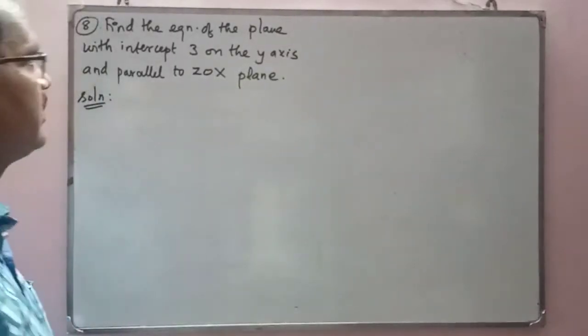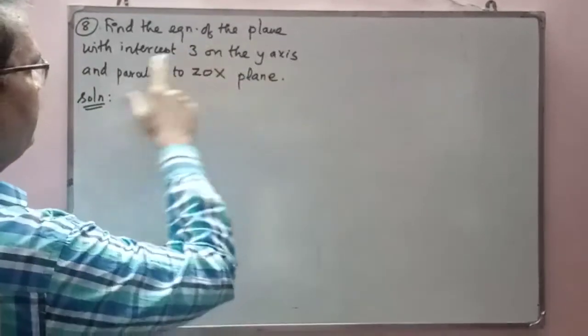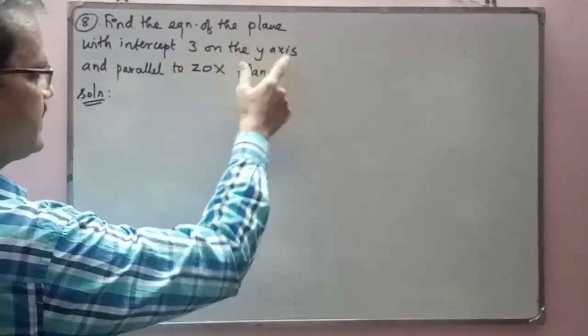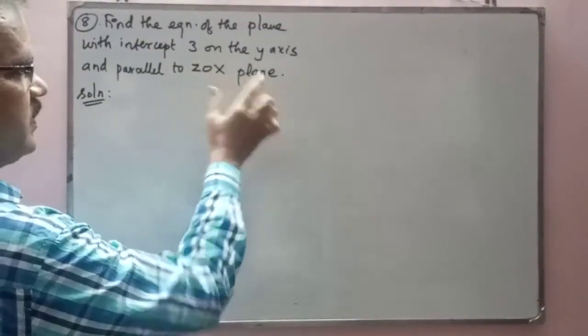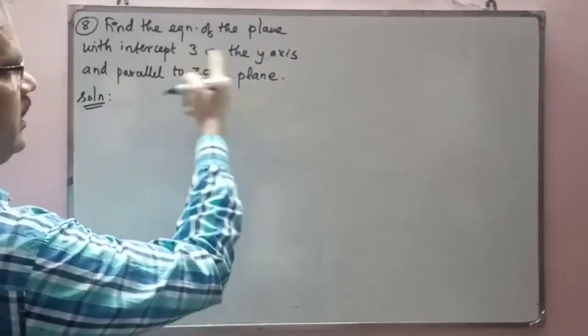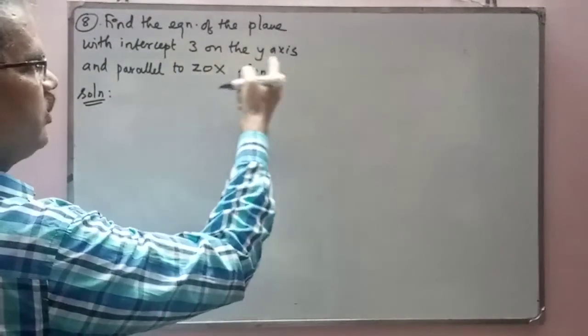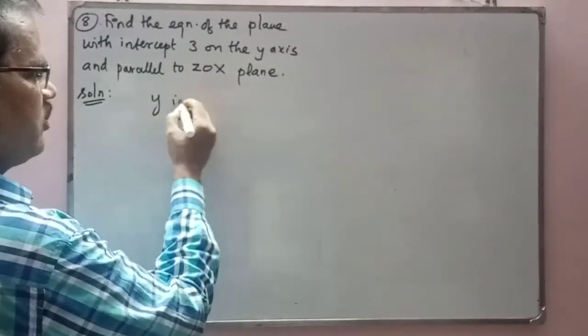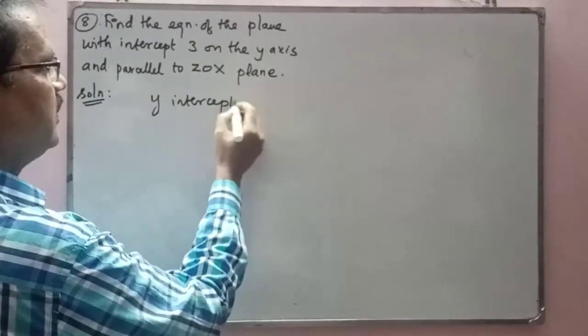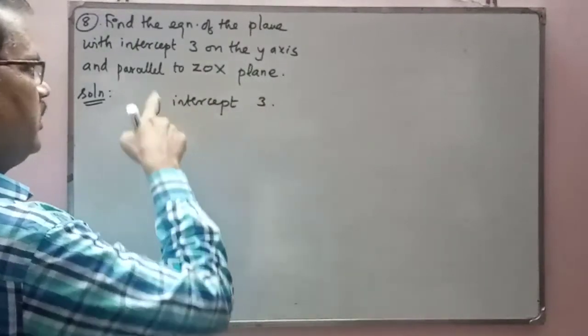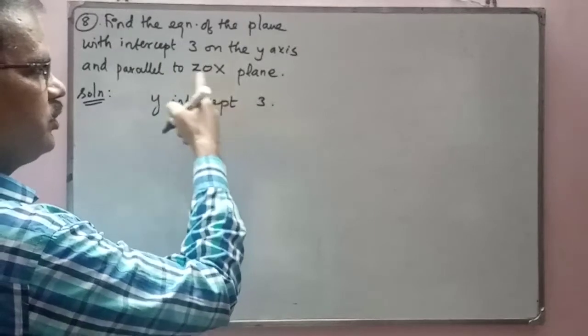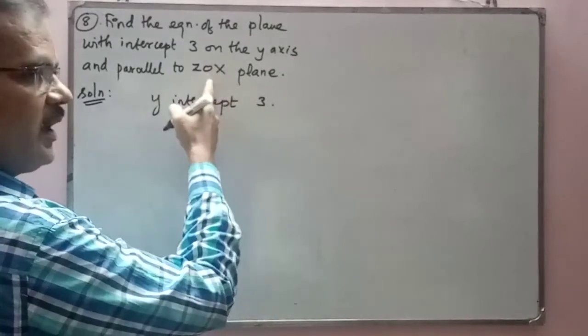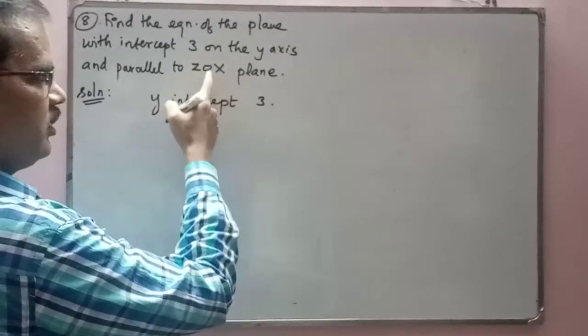This is the 8th question, children. Find the equation of the plane with intercept 3 on the y-axis and parallel to the zx plane. It is given very clearly that the y-intercept is 3, and the plane is parallel to the zx plane, so you will not be having x or z on this plane.